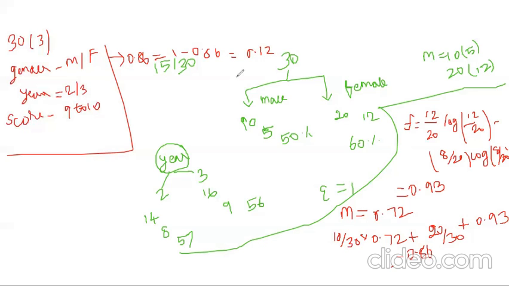Similarly, apply this method to year wise: your entropy and your information gain. Here your information gain for year is 0.21. I already said that the attribute with the highest information gain will be selected for the split. So gender will be selected for the split of the data. This is the information gain.